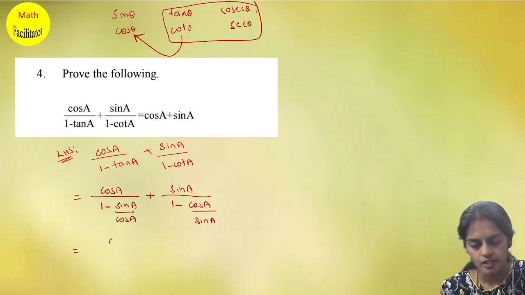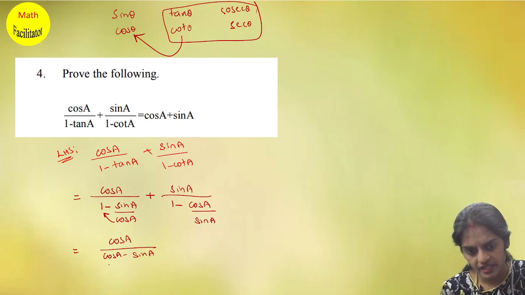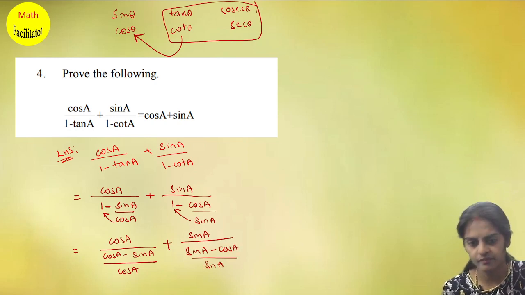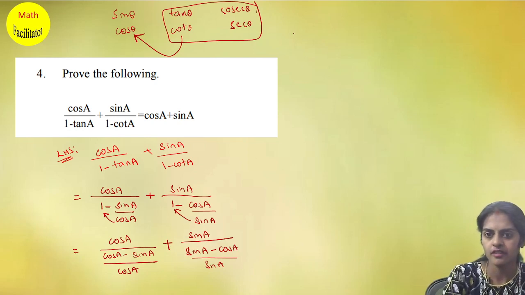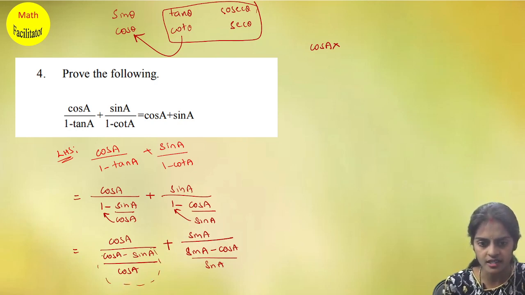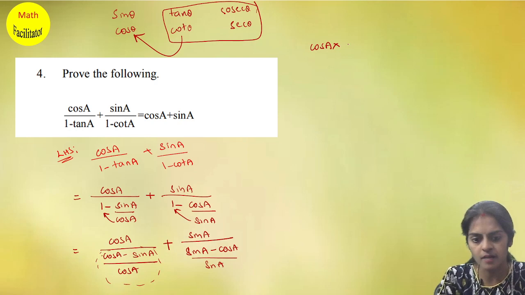You can take LCM. So it is cos A divided by the LCM in the denominator. So it is 1 into cos A is cos A minus sin A divided by cos A, plus sin A. So here also LCM will be sin A. So sin A minus cos A by sin A. Now see, we all know how to solve fractions. So here you have fractions. The fraction is in the denominator. So when it goes up, it will reciprocal. So cos A comes up and cos A minus sin A will remain in the denominator.